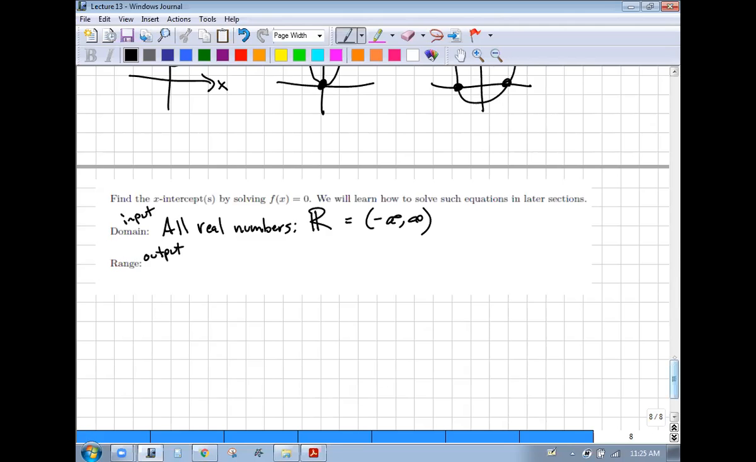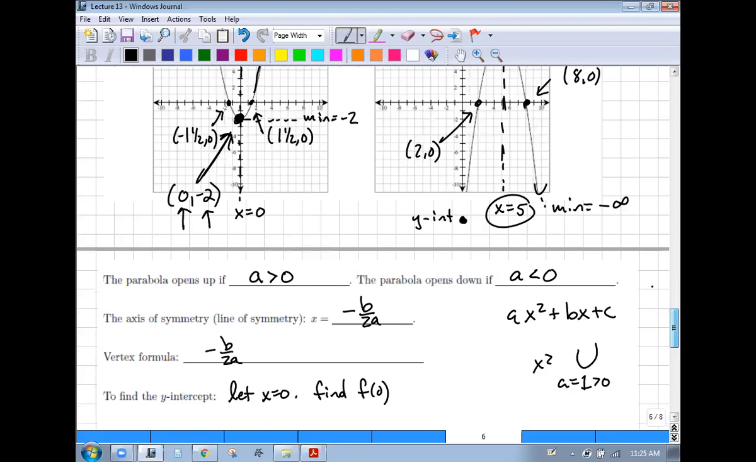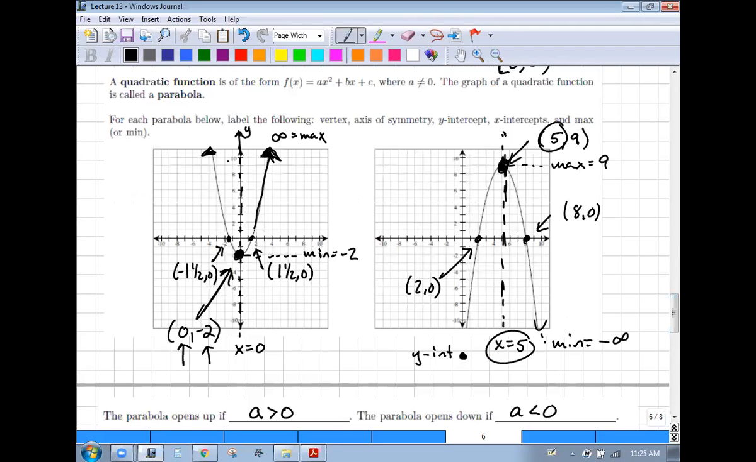So if you look at these, we have this minimum and the maximum, right? So for this one on the left, the range is everything above -2. Okay, so the range here would be -2 to infinity, because it goes down to -2, it goes up to infinity. So again, the range is the output, which is how far it goes up or down.